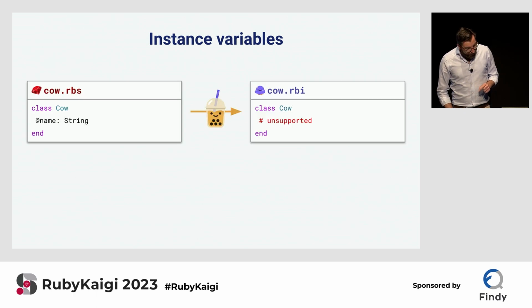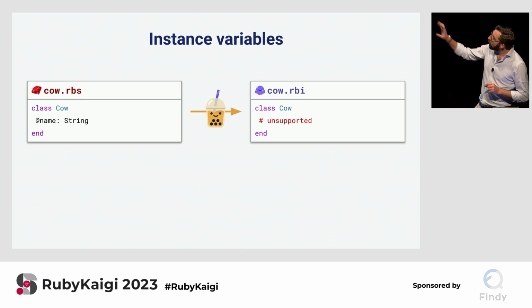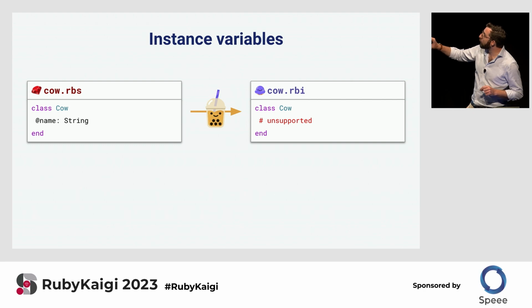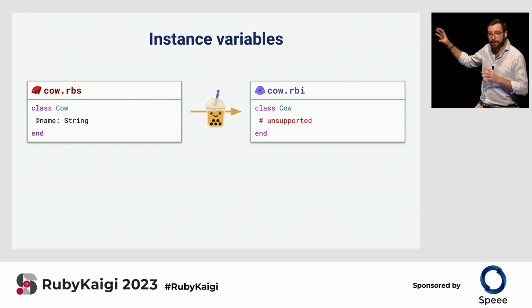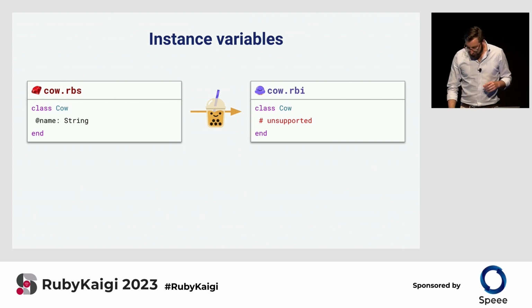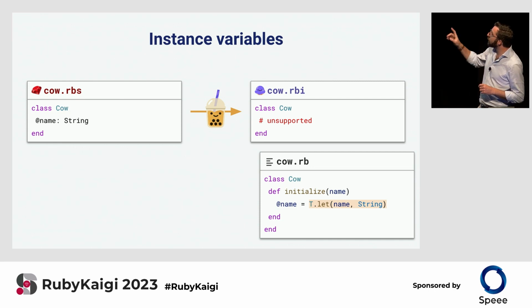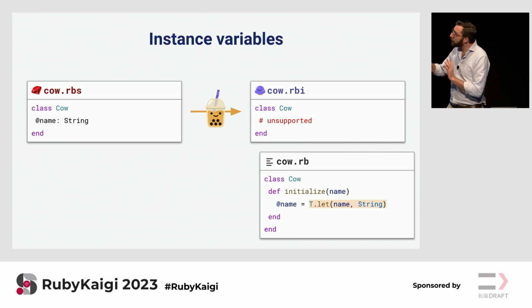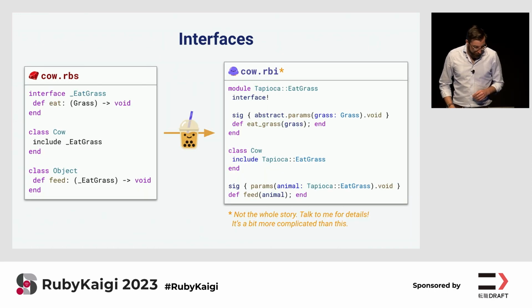Let's just take a look at instance variables, for example, here. You cannot in RBI directly do this because we don't have a Ruby syntax that is appropriate to do these kinds of things. Instead, we do this type definition inside the actual Ruby code by using the T.let and putting the type we want here. So we're not actually directly translating this part here. But that's not a problem. We can still type check, no problem.